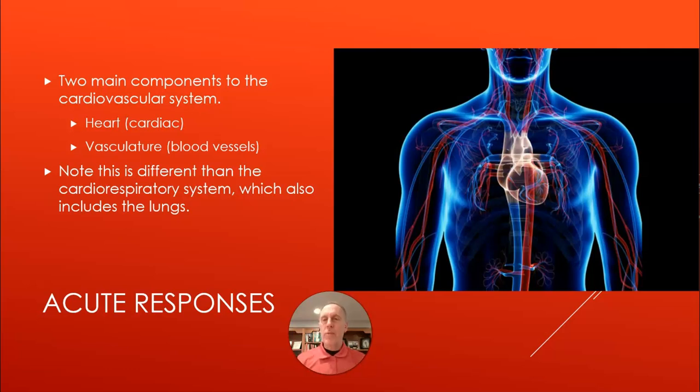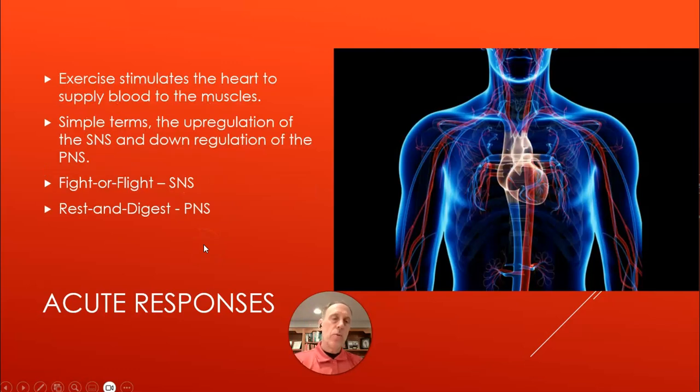So the two main components of the cardiovascular system, and we've talked a lot about these already, are the heart, which is the cardiac side, and the vascular, which is the blood vessels. Now note, this is different than the cardiorespiratory system, which includes the lungs. So the cardiovascular is the heart and the vascular, and cardiorespiratory would be the heart, lungs, as well as the vascular system. So you're looking at layering in different components, and you just have to pay attention to the nuance of the terminology.